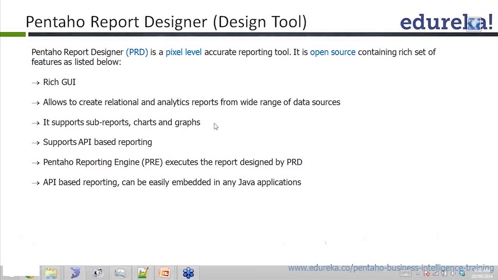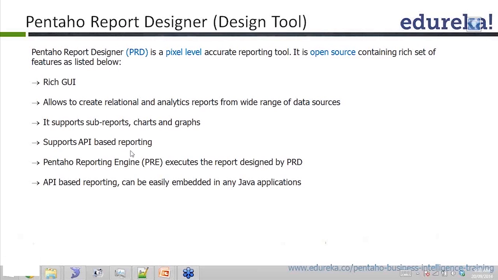Then charts and graphs are there. Visual reporting is possible. Then it supports API-based reporting. You have created your report design, and then you want to integrate it with your existing app server. That is possible. You will have to use the reporting engine and reporting API, and then you can call that report programmatically through the reporting API. So the Pentaho reporting engine executes the report designed by PRD. That's how it works.